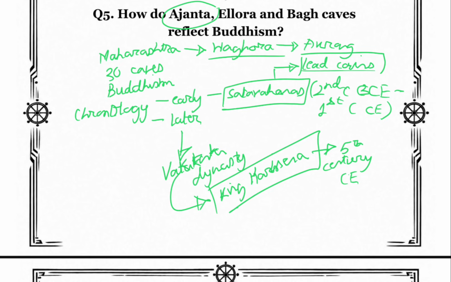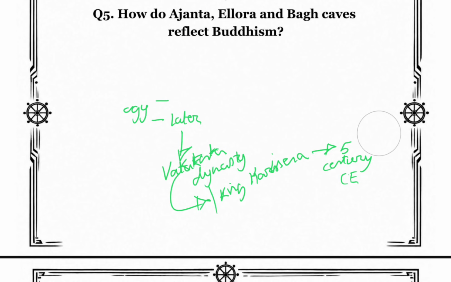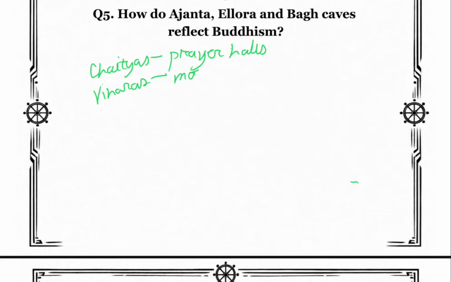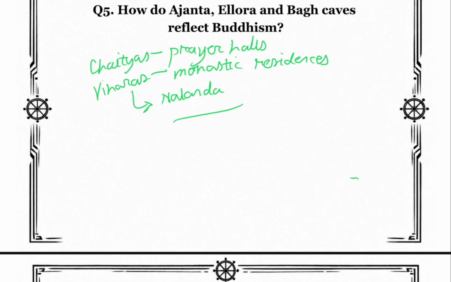In terms of types of caves, Ajanta encompasses both chaityas, which are your prayer halls, and viharas, which are your monastic residences. Which is why we had the Nalanda Mahavihara. It housed thousands of monks.